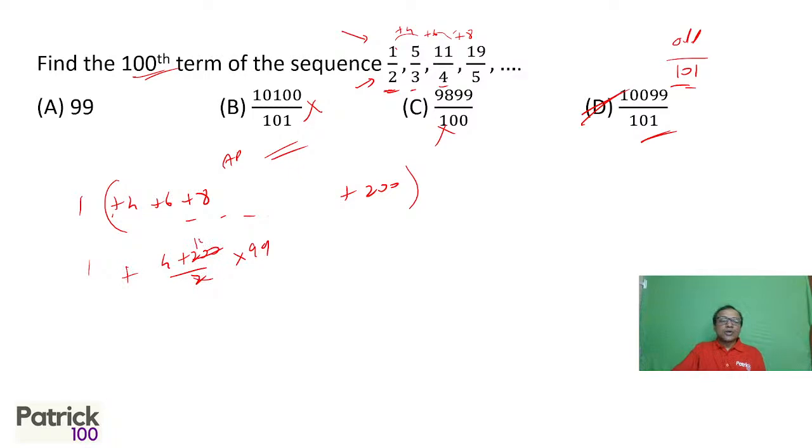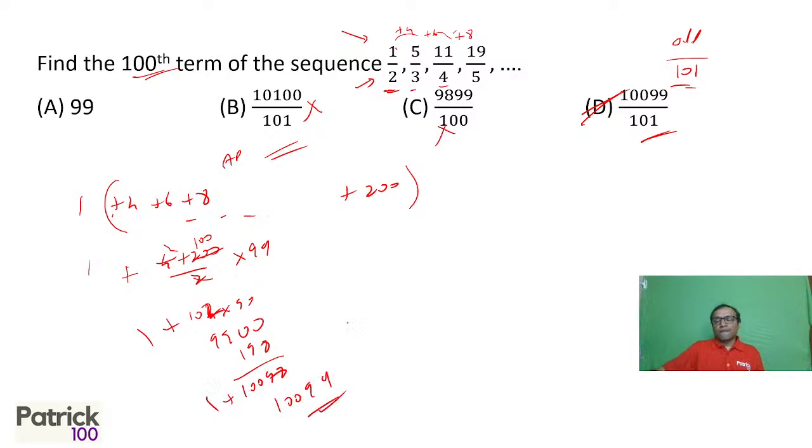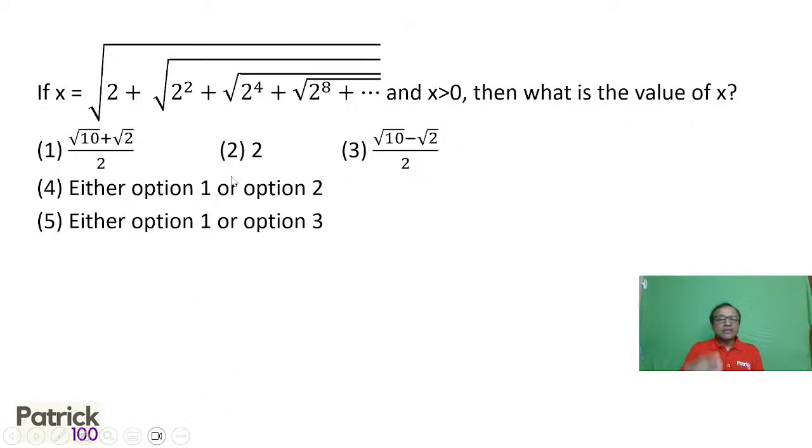You can solve this and then get the answer. I may be wrong in my calculation, but this is the approach to be followed. For the second term you add plus 4, third term plus 6, up to 200. So 202 into 99 plus 1. Solve this and you will get the answer. 9900 plus 198 is 10098, plus 1, you will get 10099. You can solve it, but sometimes in the exam it doesn't click. So if it doesn't click, how do you solve?